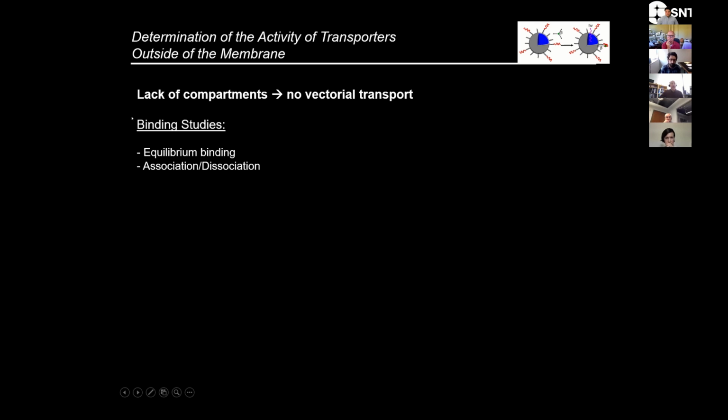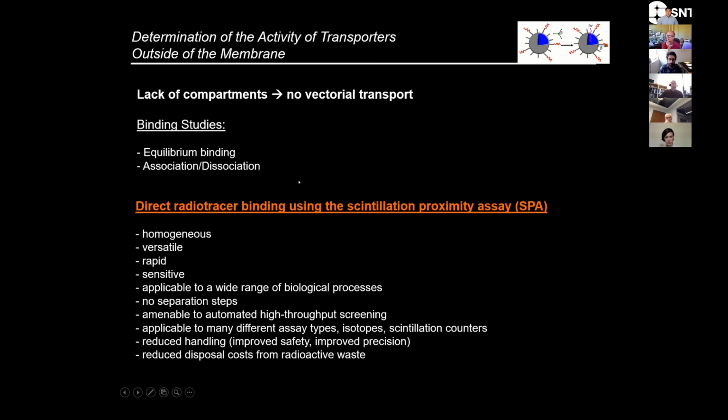So what's helpful here are binding studies. There are two, or at least two different types of binding assays. There's equilibrium binding, and there's an association dissociation binding approach. I show in some examples both types later on. And then over time, like in 2005 to 2007, I realized that the scintillation proximity assay would be a very powerful tool to get information on the activity outside of the membrane environment. It's a very homogeneous assay.